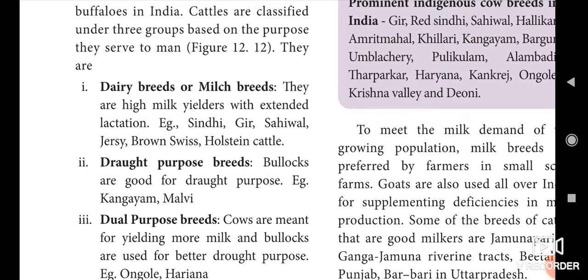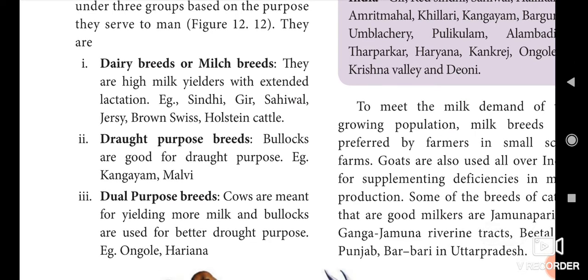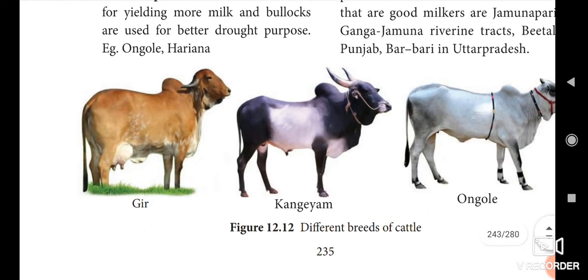Next we see about the drought purpose breed. Here the bullocks are good for drought purposes. For example, Kangayam and Malvi. Then the third one, dual purpose, means it is used for both milk and drought. Cows are meant for yielding more milk and bullocks are used for better drought purposes. For example, Ongole and Haryana are examples of the dual purpose breed.